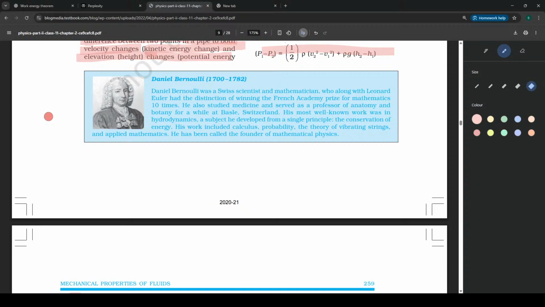the distinction of winning the French Academy Prize for Mathematics 10 times. He also studied medicine and served as a professor of anatomy and botany for a while at Basel, Switzerland. His most well known work was in hydrodynamics, a subject he developed from a single principle, the conservation of energy. His work included calculus, probability, the theory of vibrating strings, and applied mathematics. He has been called the founder of mathematical physics. That's about Daniel Bernoulli.